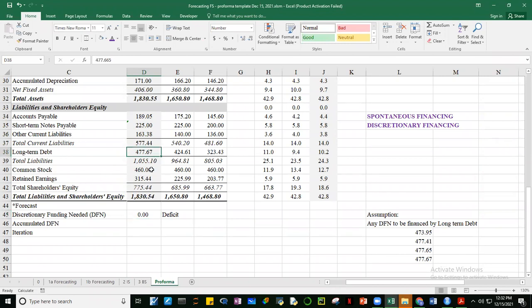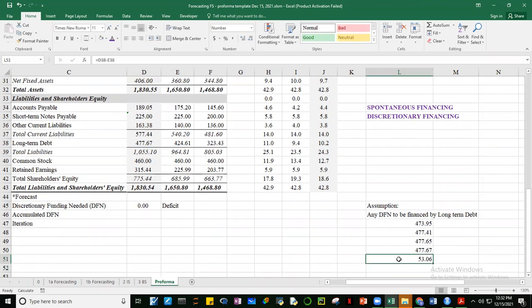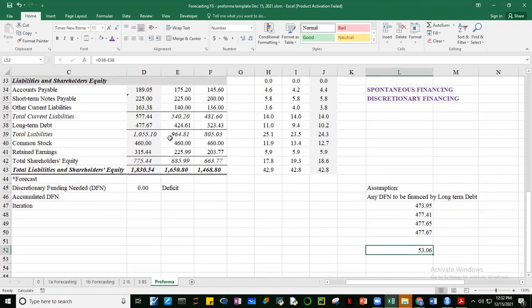Nevertheless guys, 477.67 daw ang dapat maging long-term debt. So ilan talaga yung naging DFN natin? It's this one minus this one. Ang naging DFN natin is actually 53.06. Ito yung nadagdag natin, assuming na okay na to.